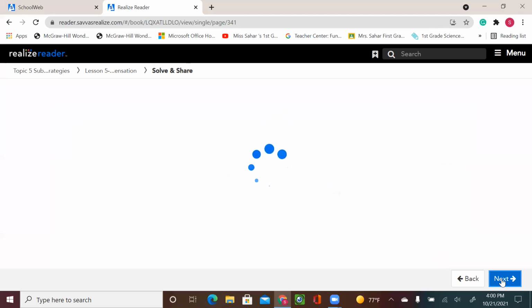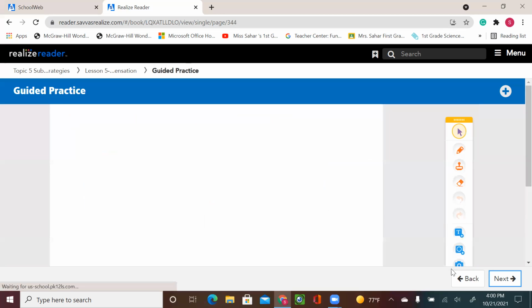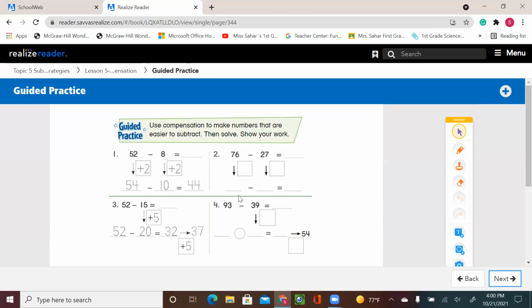All right. So let's do some of our guided practice, page 206. All right, use compensation to make numbers that are easier to subtract. Then solve, show your work. So first one, 52 minus 8.